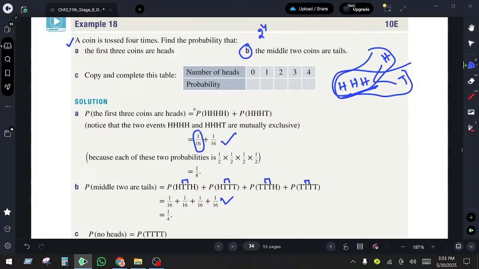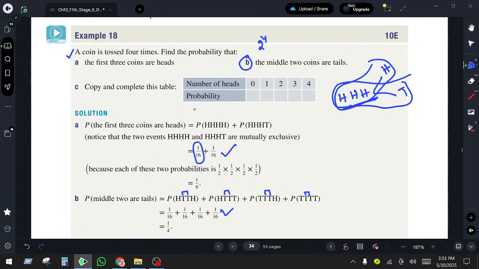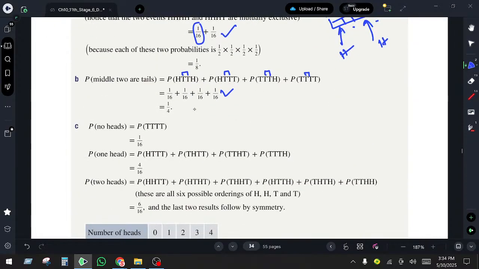Copy and complete the table. 0 हेड्स आने वाला प्रोबेबिलिटी कितना है? कोई भी हेड नहीं आना चाहिए, सबके सब टेल्स हैं। It's 1 over 16. 1 हेड आना चाहिए। नंबर ऑफ हेड्स 1, ओनली 1 हेड ही आना चाहिए। ओके, सो हेड या तो इधर आएगा, इधर आएगा, इधर आएगा। That is 4 by 16. 2 हेड्स आ सकते हैं, 2 हेड्स तो फिक्स है। 1 हेड फिक्स है, 1 हेड एक और जगह फिक्स है, और बाकी जगह हेड या टेल कुछ भी आ सकता है। So that is 4 cases.